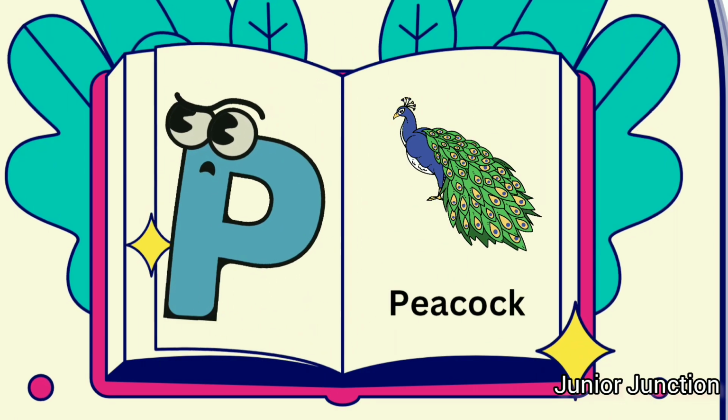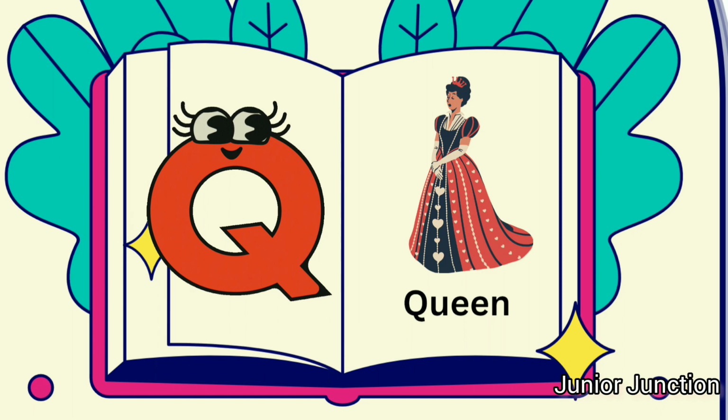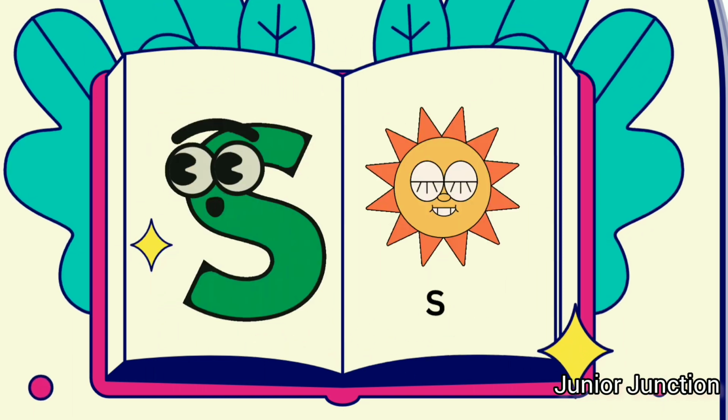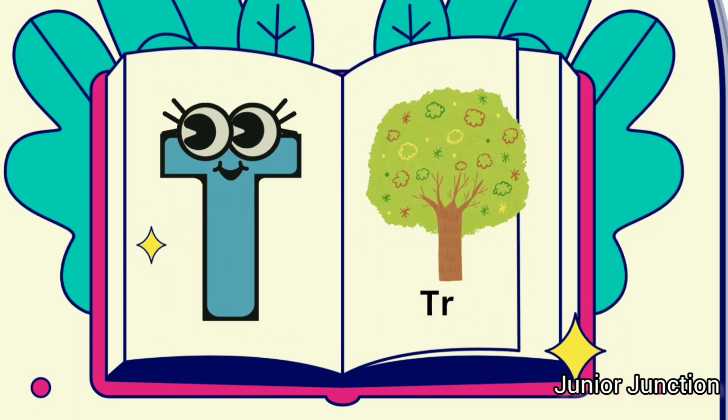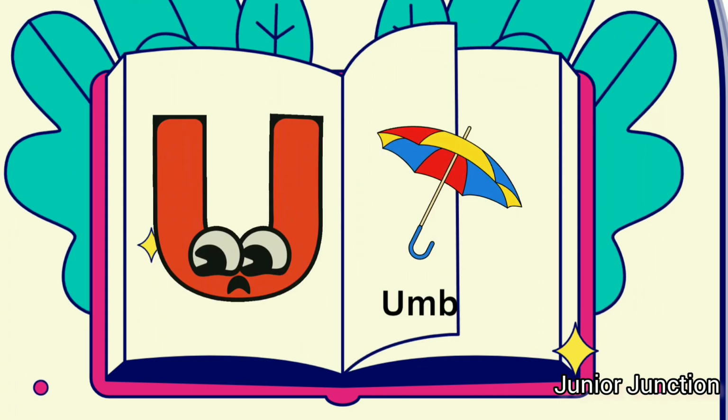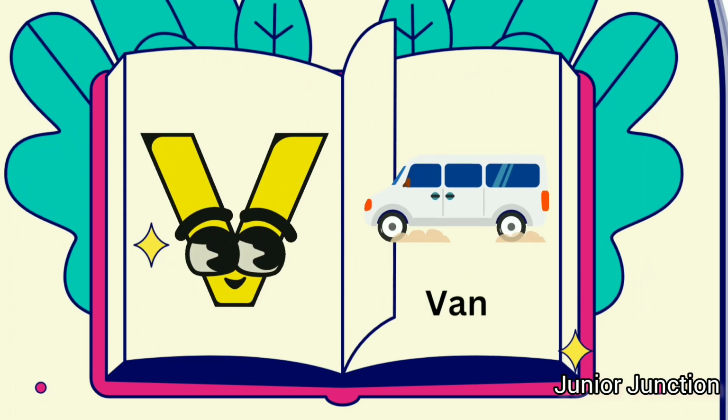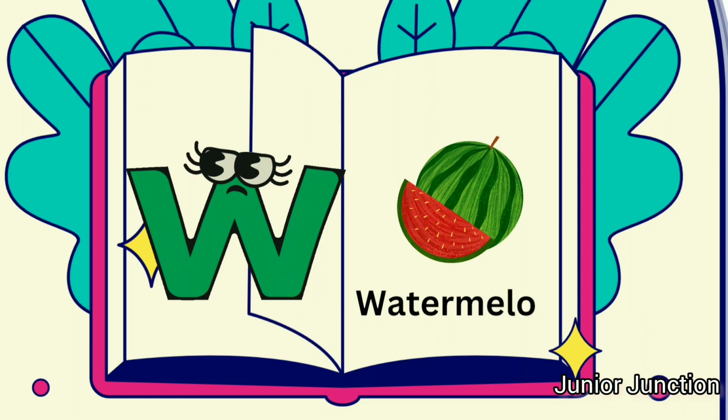P is for peacock. Q is for queen. R is for rose. S is for sun. T is for tree. U is for umbrella. V is for van. W is for watermelon.